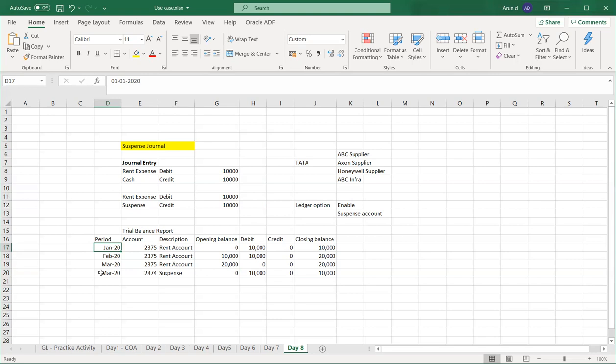So here in this case, we are doing only the transactions. As an example, I have taken two accounts. One is 2375, that is the rent account, and we have 2374, that is the suspense account. Let me take another account also, the cash account.